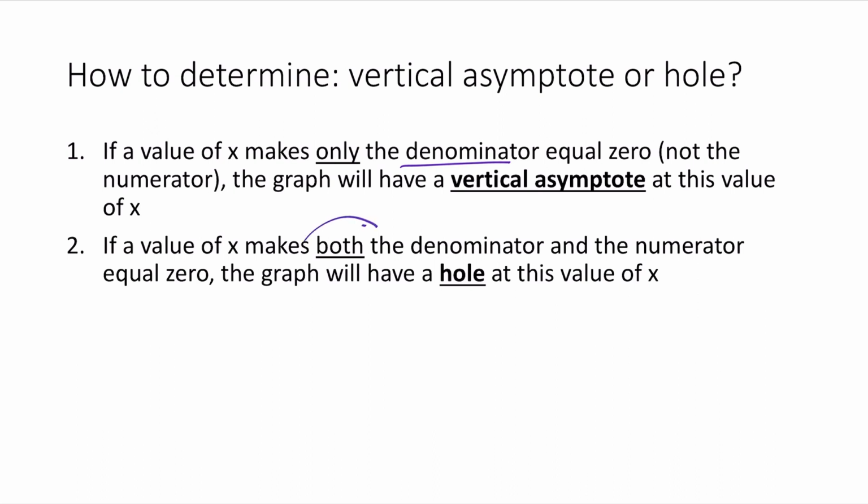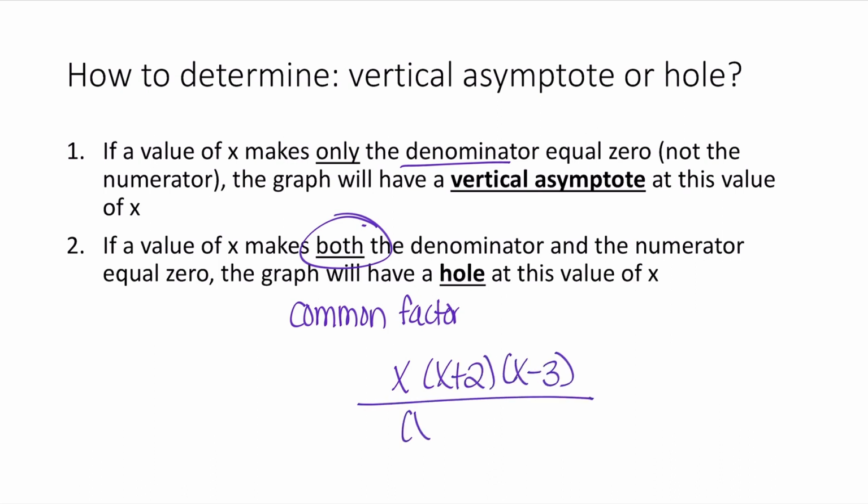So how does it make both equal 0? Well, I'll tell you what happens. It'll be a common factor that you have in the numerator and denominator. So for example, if you have x times x plus 2 times x minus 3, over x plus 2 times x plus 4, this rational function, do you see that repeated factor of x plus 2? It's going to have a hole at x plus 2 equals 0.